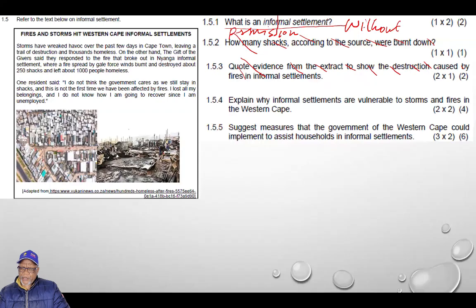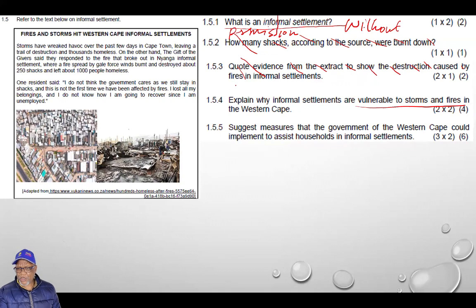Now, explain why informal settlements are vulnerable to storms. Now, this is a concept which we need to know, because this question has come in the previous examinations. Explain why informal settlements are vulnerable to storms and fires in the Western Cape. Number one, it will be because of the material that is used.